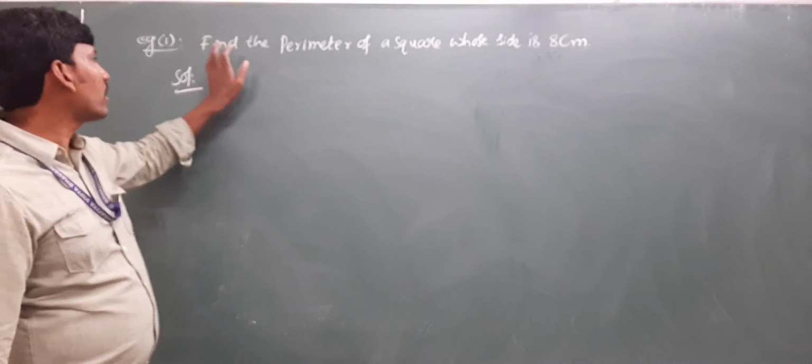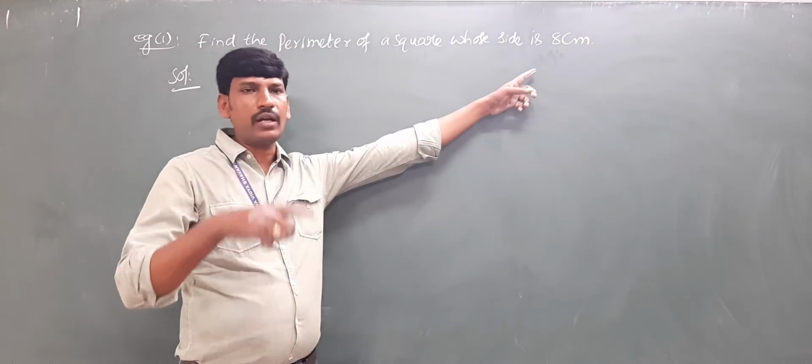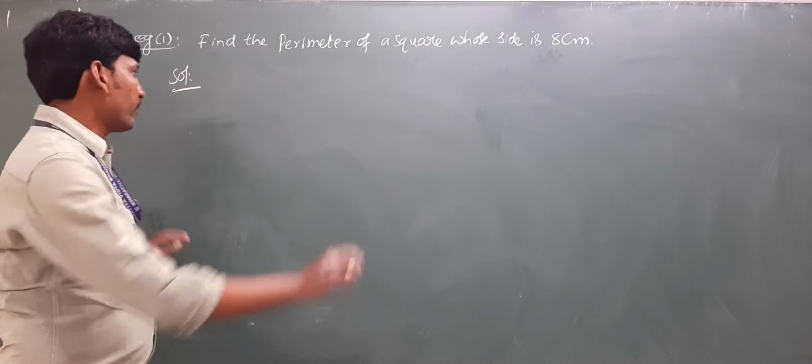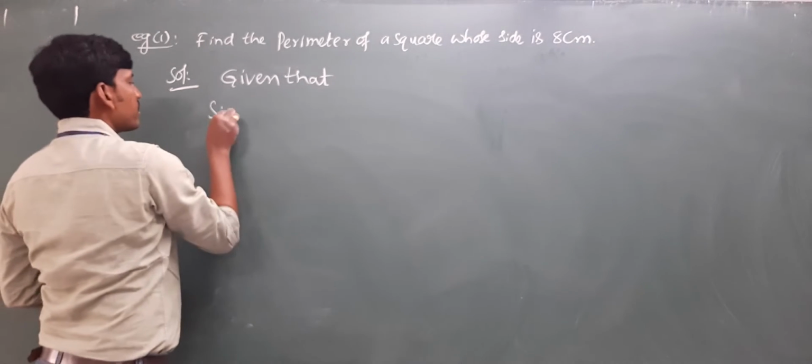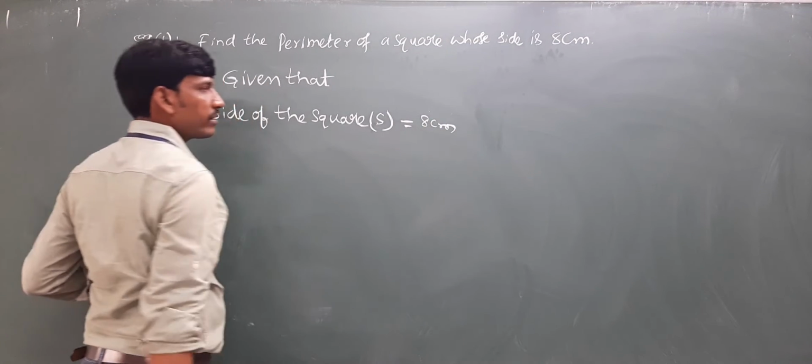Now let us discuss some examples based on the perimeter of a square and an equilateral triangle. Find the perimeter of a square whose side is 8 centimeters. Here they gave one side of the square, since in a square all sides are equal. Given that the side of the square S is equal to 8 centimeters.